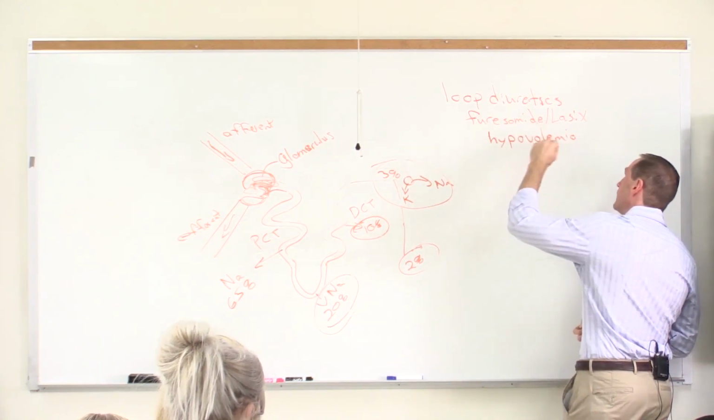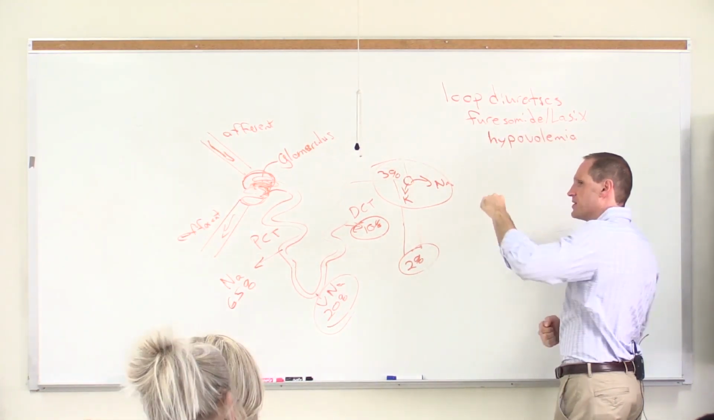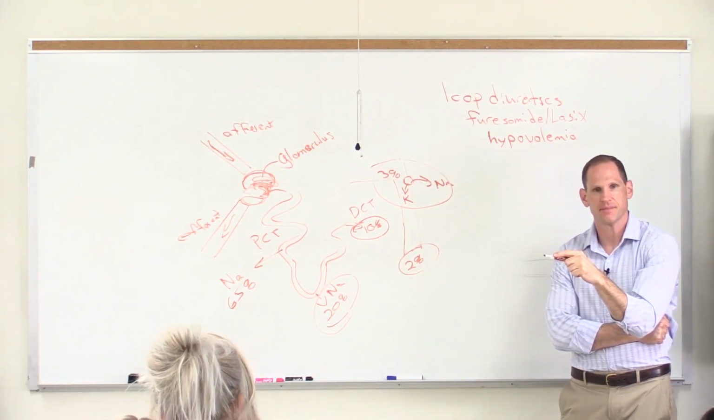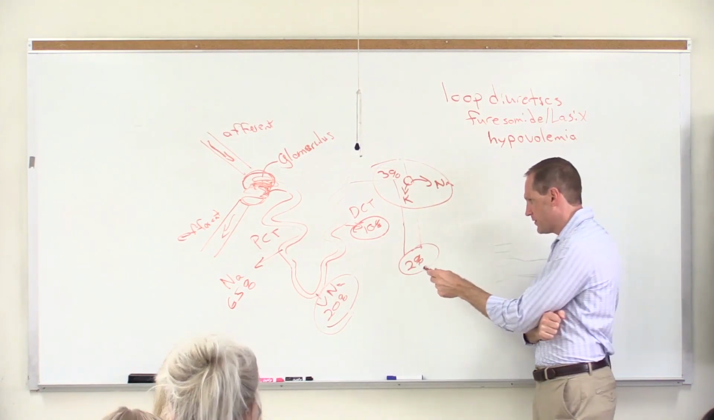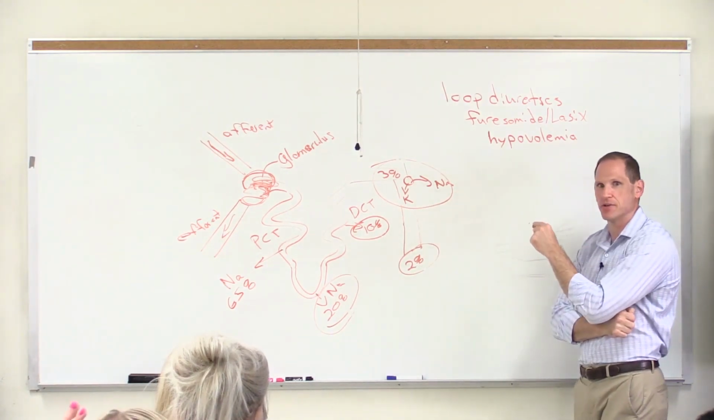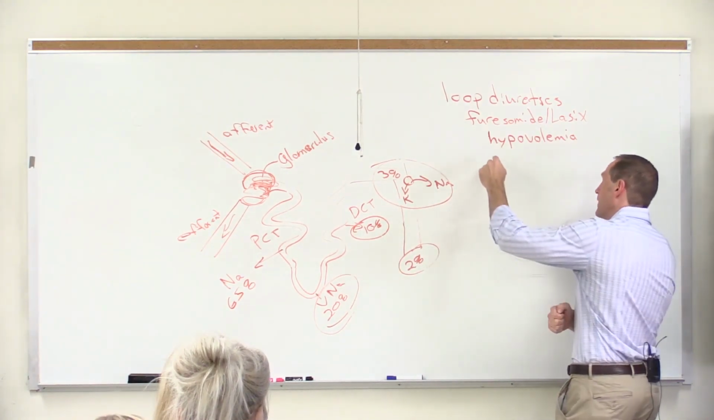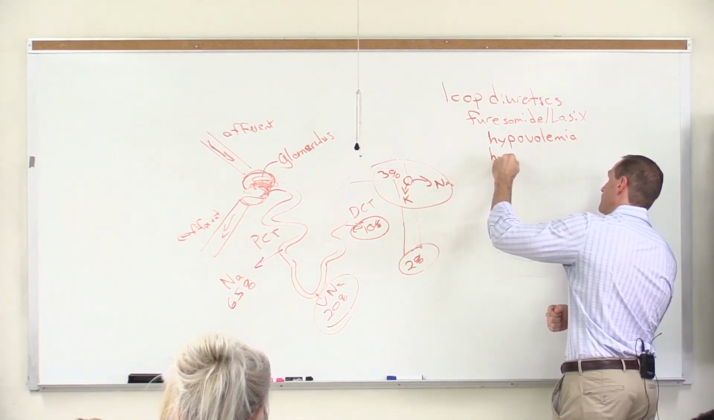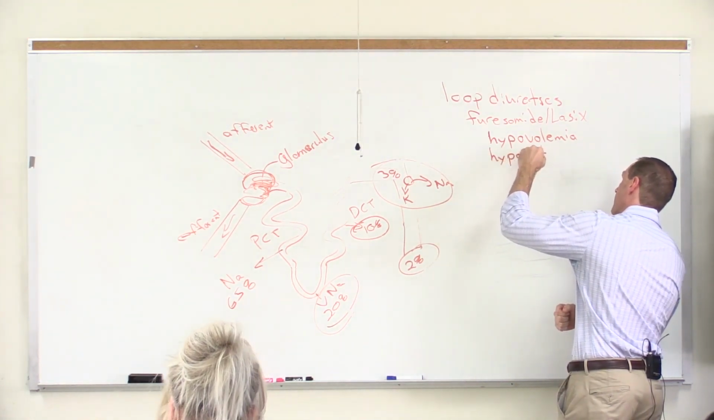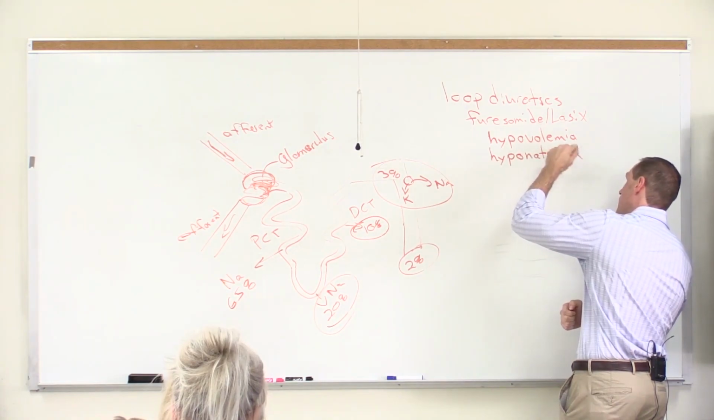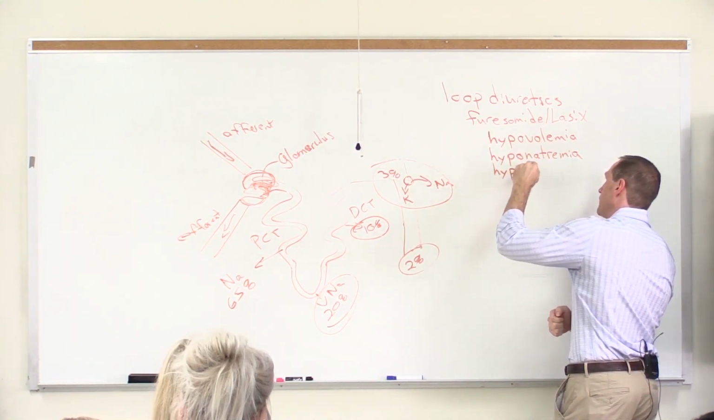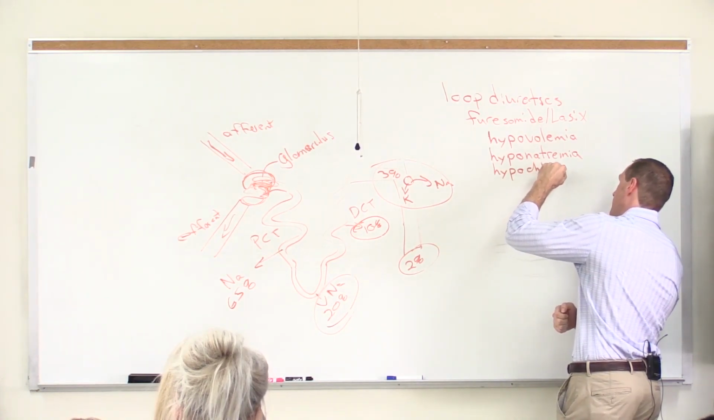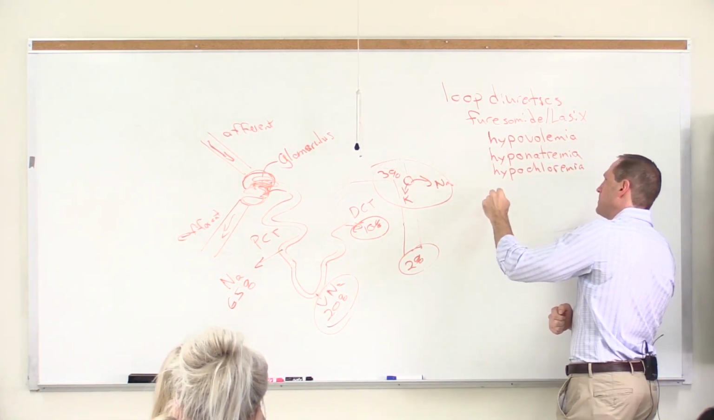Hypovolemia. Second is, how's it creating the hypovolemia? By getting rid of sodium. So what could that do? Hyponatremia. Now, what electrolyte goes along with sodium? Hypochloremia. All right, now, what's going to happen to potassium?